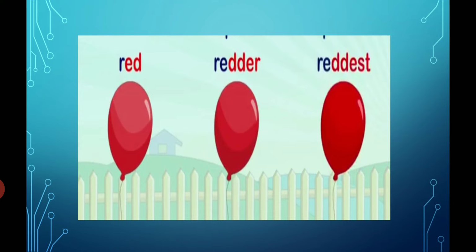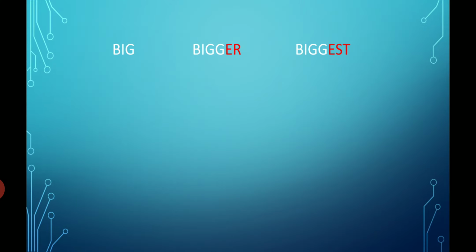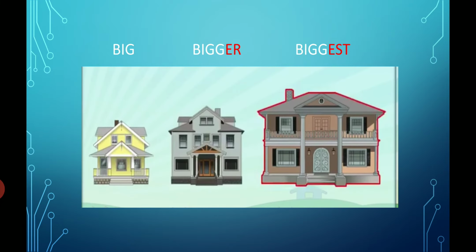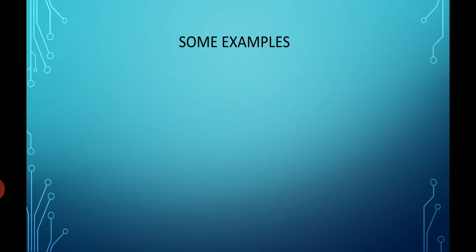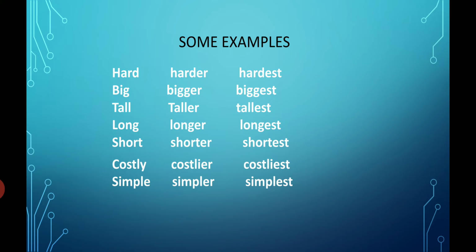In this, you can see three shades of red. The first one is red, the other one is redder, and the last one is the reddest. Now the yellow house is big, the other house is the bigger one, and the last one is the biggest. Big, bigger, and biggest. Now let's look at some examples. Hard, harder, hardest. Big, bigger, biggest. Tall, taller, tallest. Long, longer, longest. Short, shorter, shortest. Costly, costlier, and costliest. Simple, simpler, and simplest.